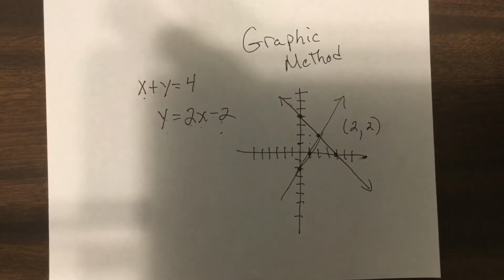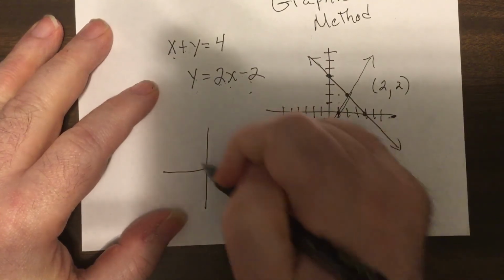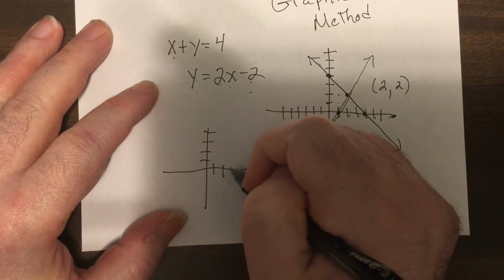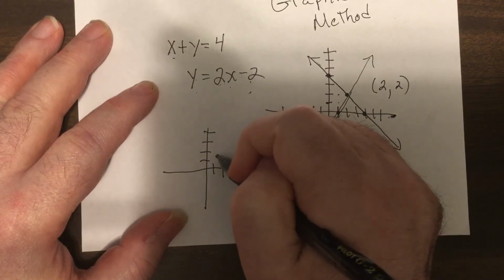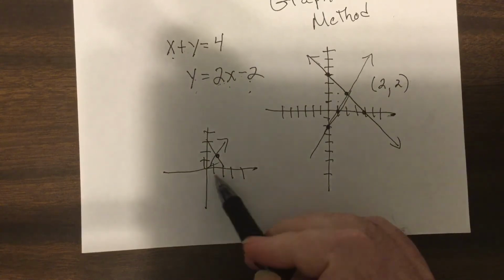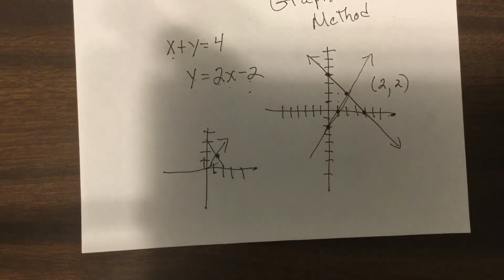Graphic method has some problems, though. What if I graphed it perfectly? What if I graphed it and the answer was right here? What's that answer? I don't know, 1.3, 1.4, 1. I don't know. That's one drawback of the graphic method. The other drawback is how often do we graph perfectly? Oh my.